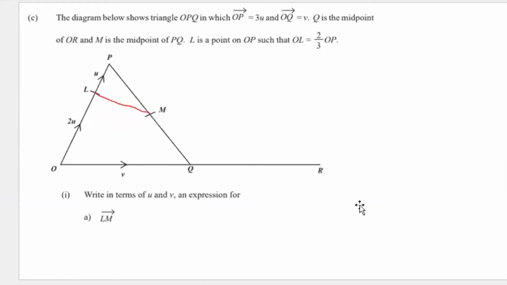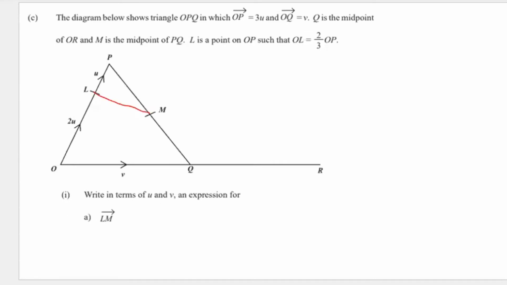Part C now says the diagram below shows triangle OPQ, in which OP is equal to 3u. OQ is equal to v, and Q is the midpoint of OR, and M is the midpoint of PQ. And it says L is a point on OP such that OL is equal to 2/3 of OP, which, as you can see right here, is represented by 2u. So it says write in terms of u and v an expression for LM.